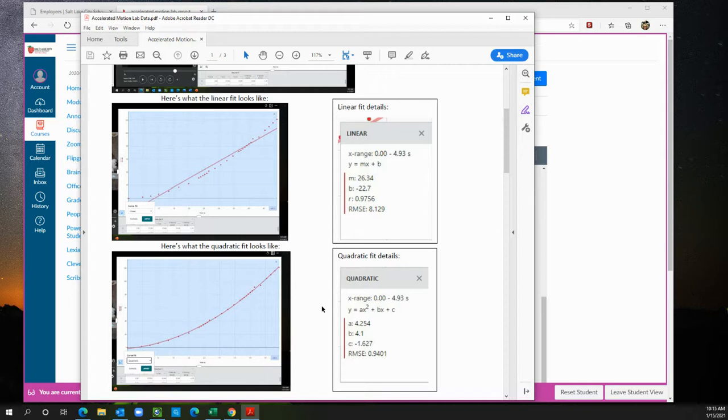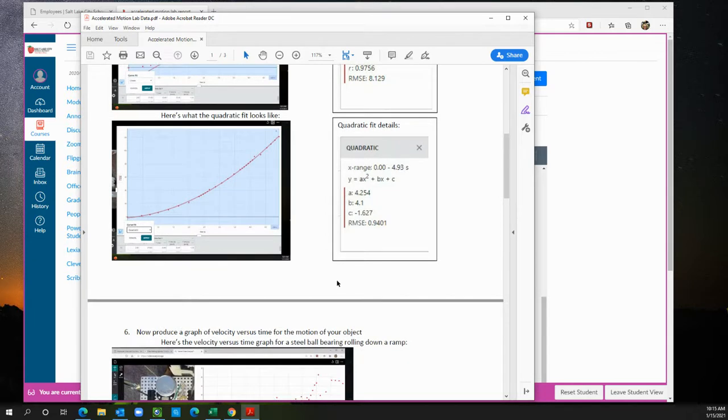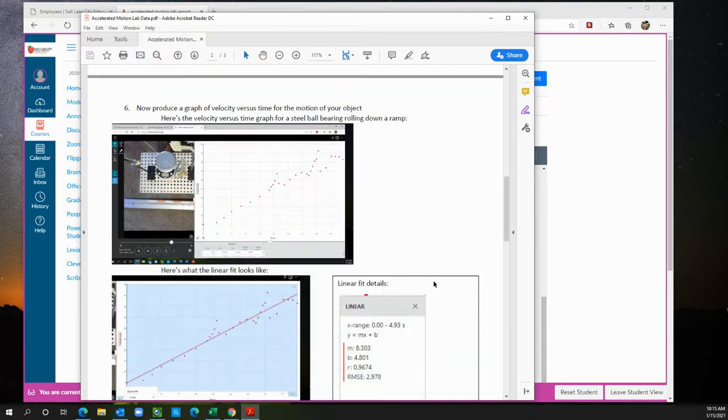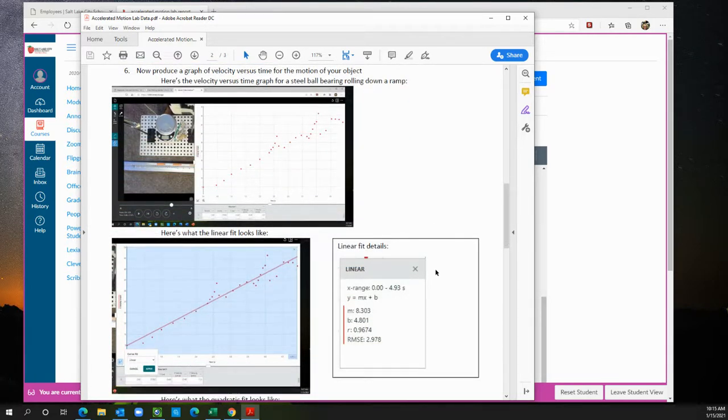And so we have the quadratic fit details there, saying that we're fitting this data to a mathematical model of the form y equals ax squared plus bx plus c, with those values in the box for a, b, and c. Then I switched my graph to show velocity versus time. So here is the velocity versus time graph for my ball rolling down the hill.